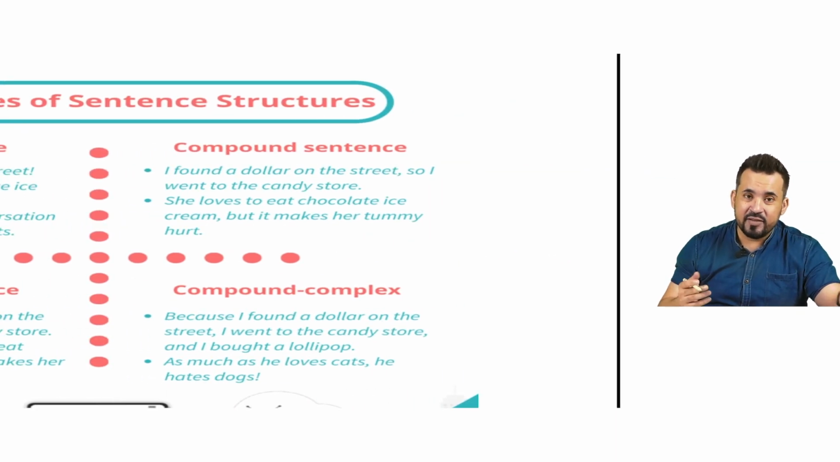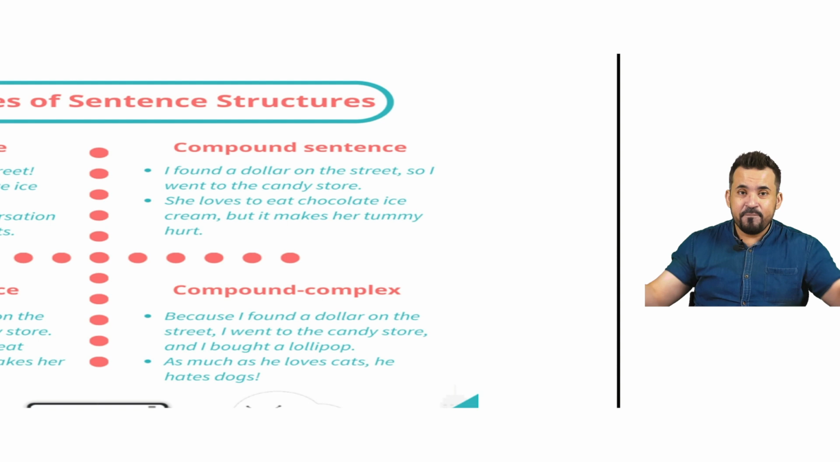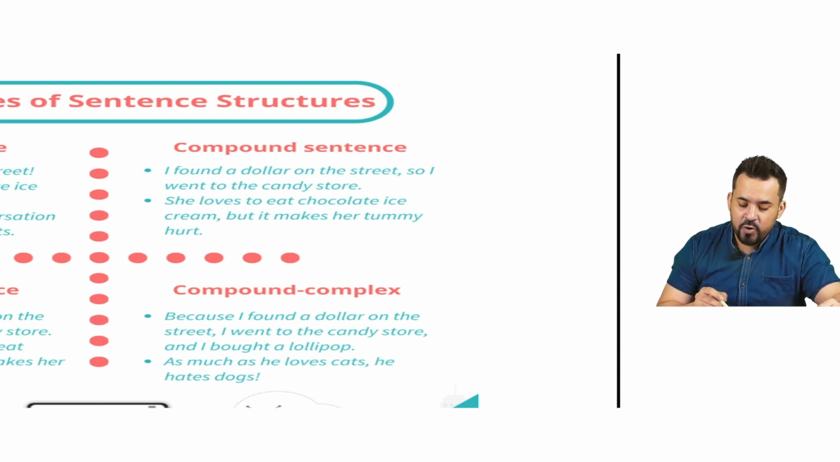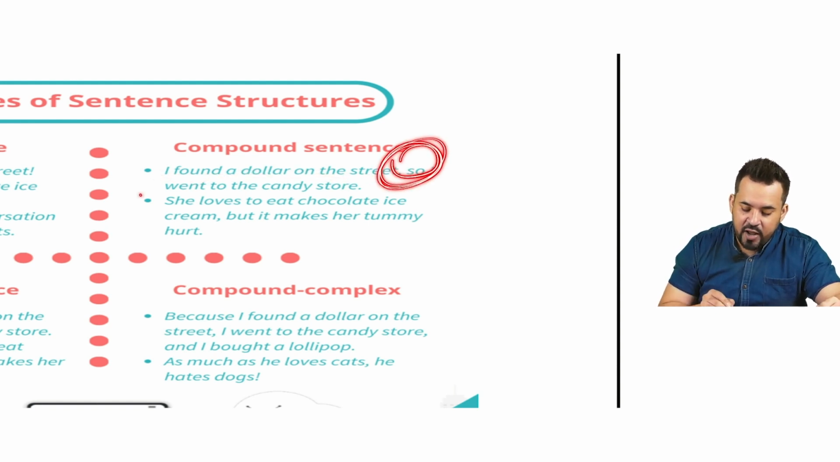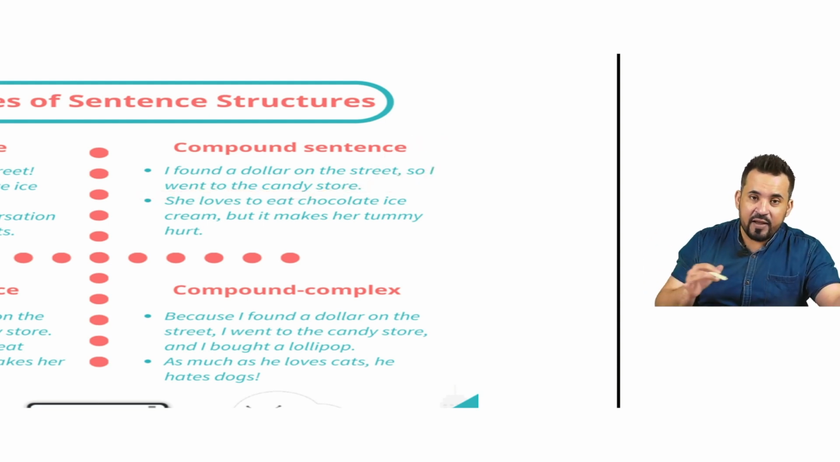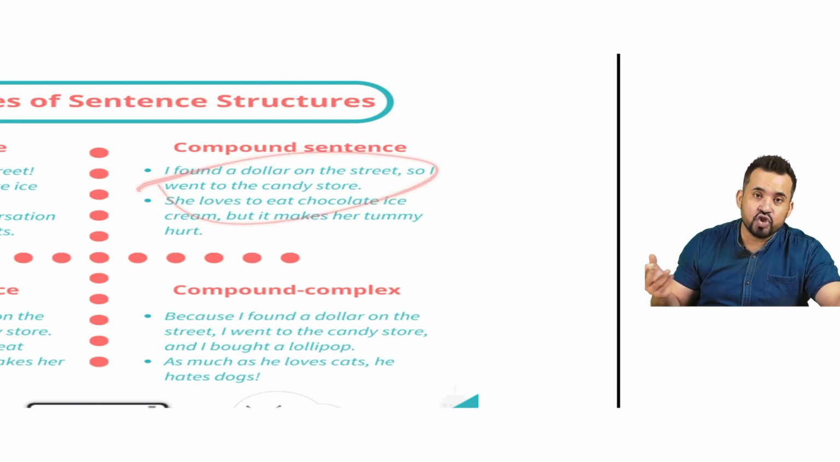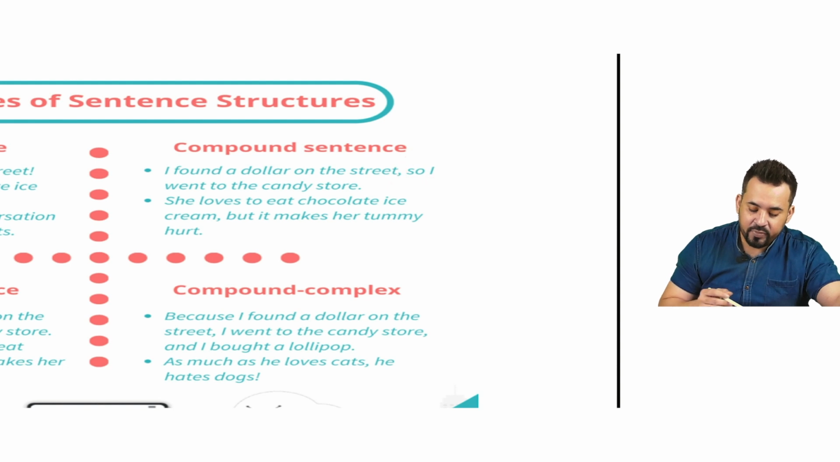Now a compound sentence is when we take those 2 sentences and we merge them into one sentence using a conjunction. So, I found $1 on the street, so I went to the candy store. So this is the conjunction. Now if we take this apart, there will be 2 simple sentences. I found $1 on the street. That's one simple sentence. I went to the candy store. That's another simple sentence. We join them together by using so.